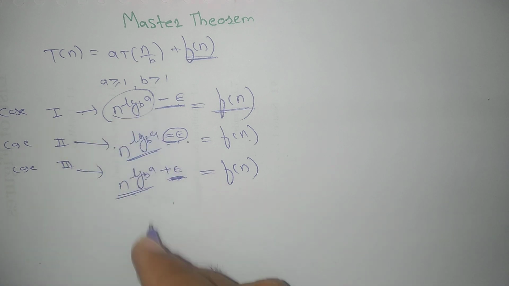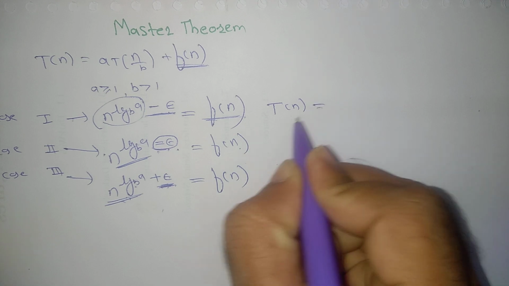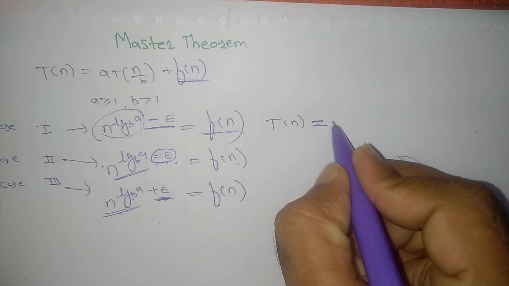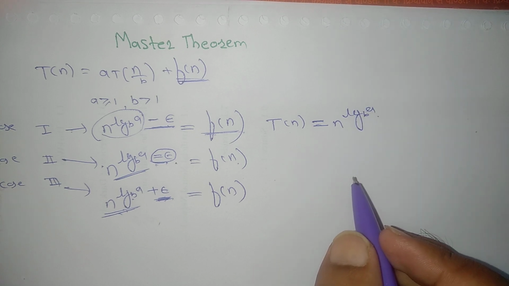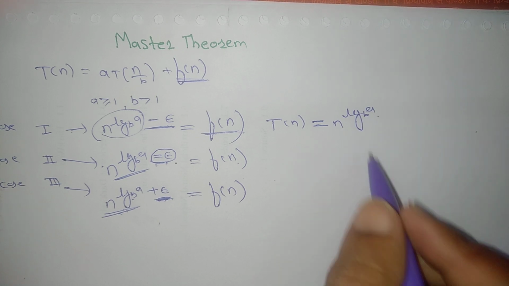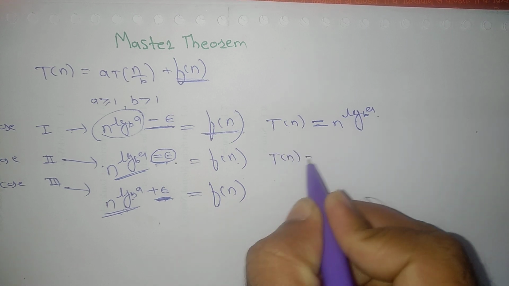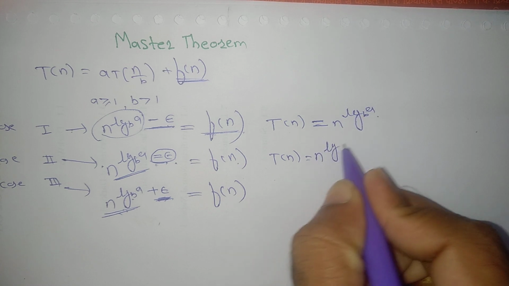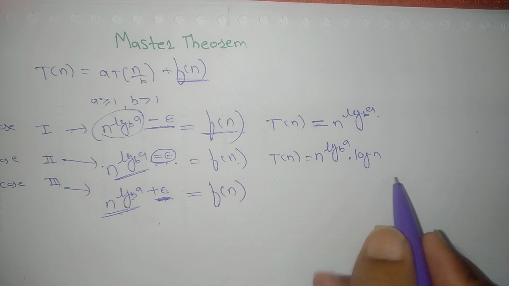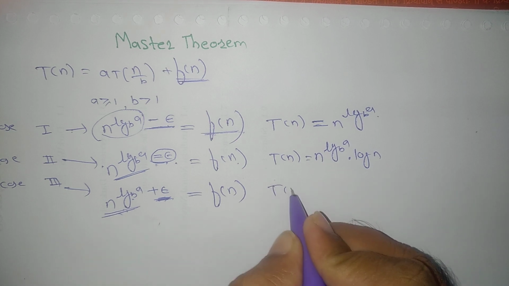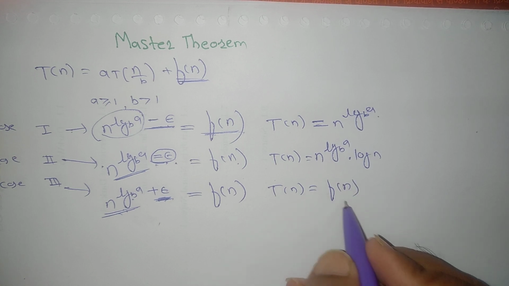If these cases happen, then what will be T(n)? In case number 1, what will be T(n)? It is n^(log_b a). Whatever the answer is for n^(log_b a), that will be the final answer. In case number 2, T(n) = n^(log_b a) times log n. In the third case, T(n) = f(n). These are the three cases.